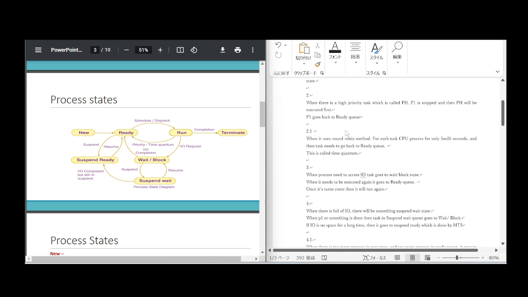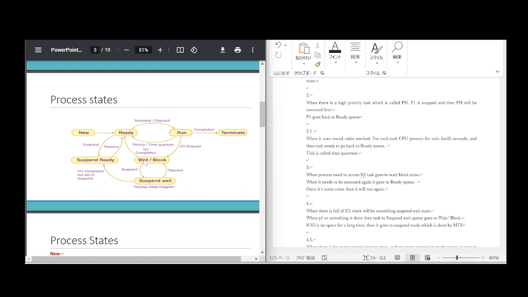So there's a third pattern. One process needs to access an IO task. It goes to the block or wait state. So whenever there's an IO request, whatever process is running needs to go to the wait or block state.